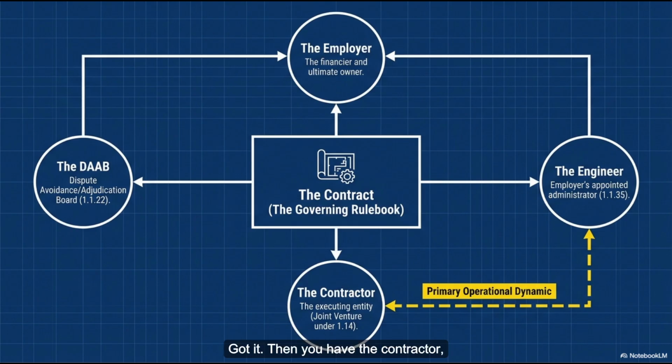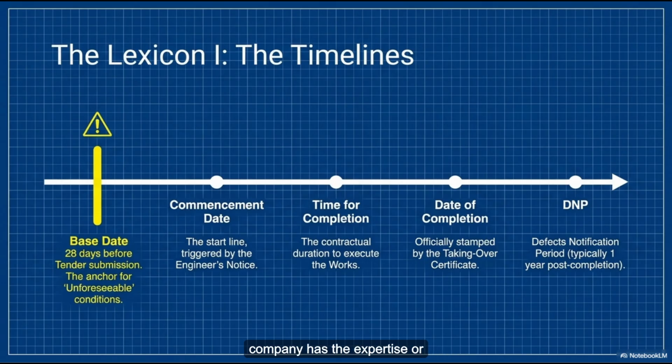Got it. Then you have the contractor, the entity actually doing the heavy lifting. The source defines them as the person or persons named in the letter of tender accepted by the employer. Right. But on a mega project, no single company has the expertise or the capital to build a $2 billion dam totally alone. You might have a German turbine manufacturer partnering with a local civil engineering firm. Exactly. They form a joint venture, or a JV. And the FIDIC rules are frankly draconian about how a joint venture operates. And for good reason. Draconian how? Well, if the contractor is a JV, all members are jointly and severally liable to the employer.